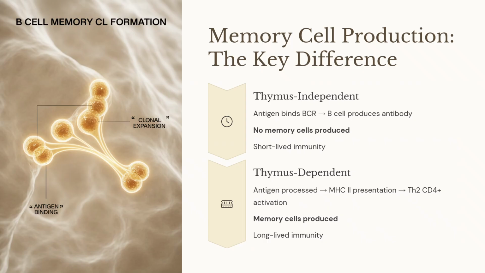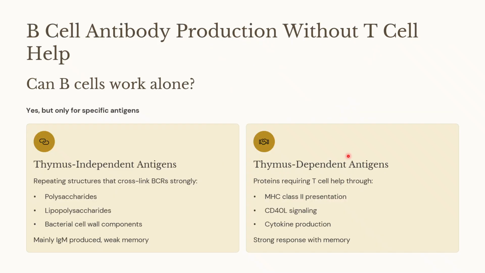What do you mean by memory cell production? What is the key difference? In thymus dependent, that is, when there is MHC class 2 presentation, memory cells are produced and it is long lived. When there is thymus independent, when the T cells are not activated, there is no memory cell produced and it is short lived immunity.